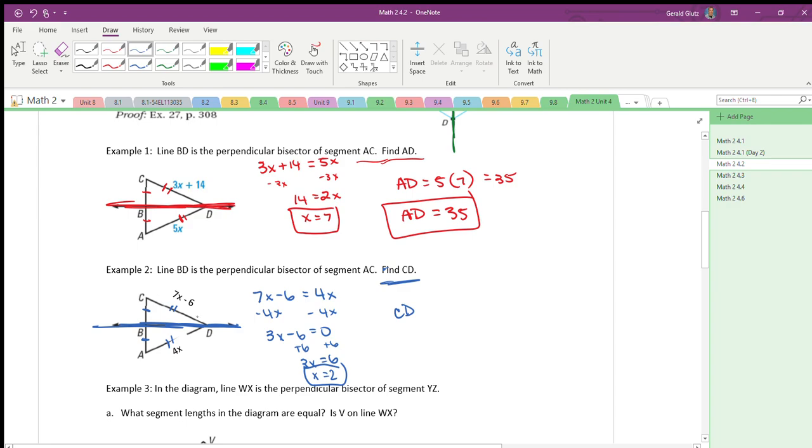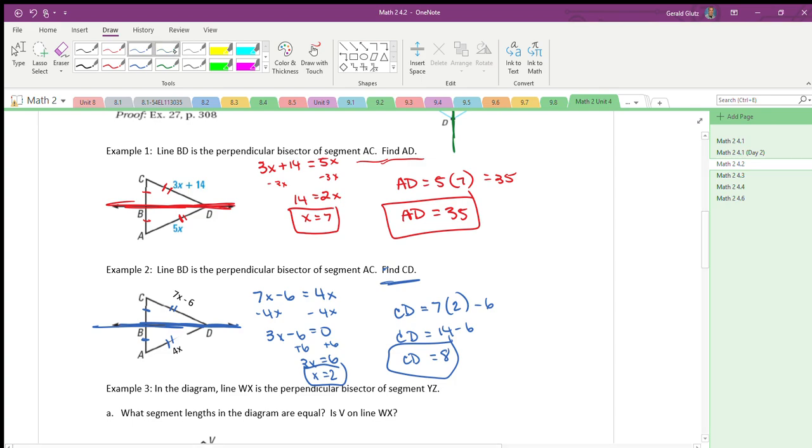CD is this length right here, so 7x minus 6. But I'm going to substitute 2 in for x, since I know 2 and x are the same. So 14 minus 6, so CD has to equal 8.